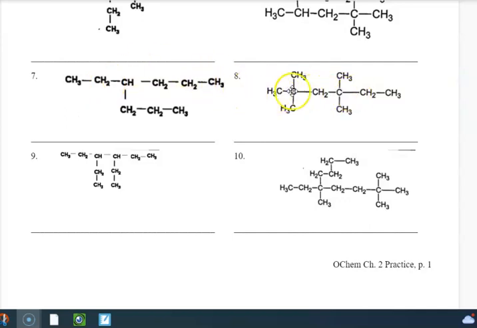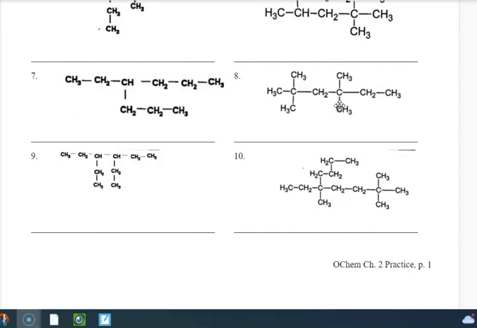Over here, I think you could probably see this is your longest chain. So it's 1, 2, 3, 4, 5, 6 long. And you have them on 2 and 2 and 4 and 4. So you have 2,2,4,4-tetramethylhexane.